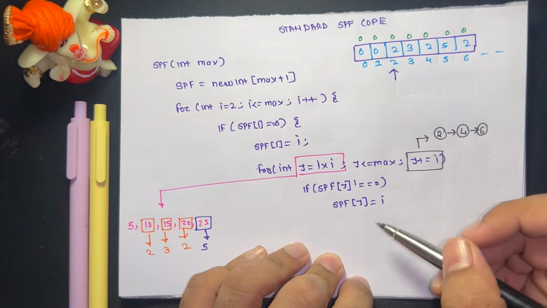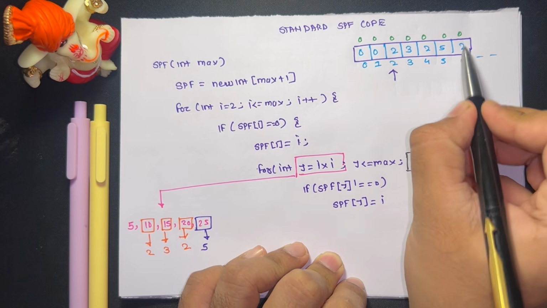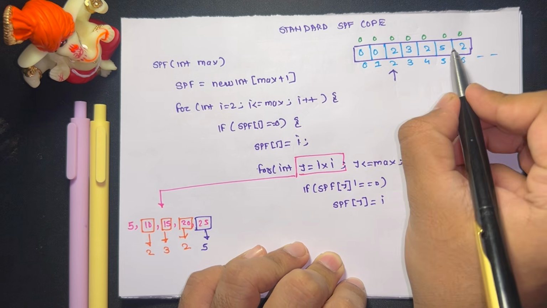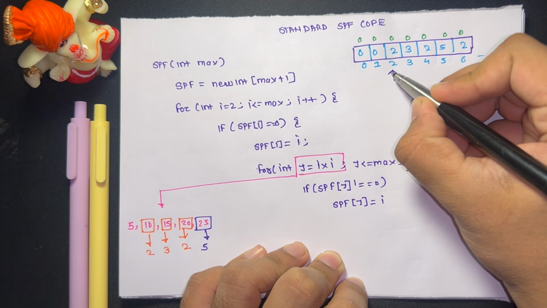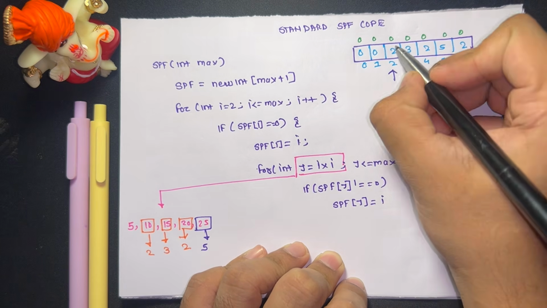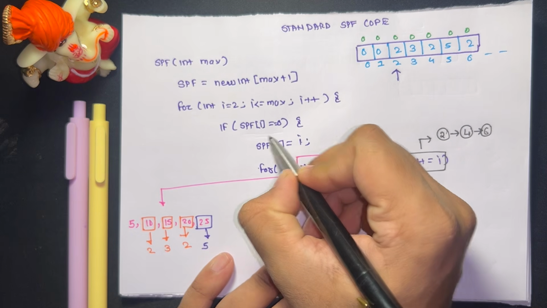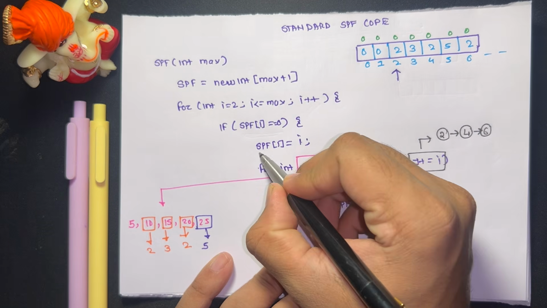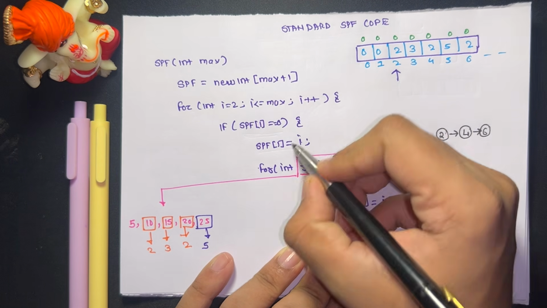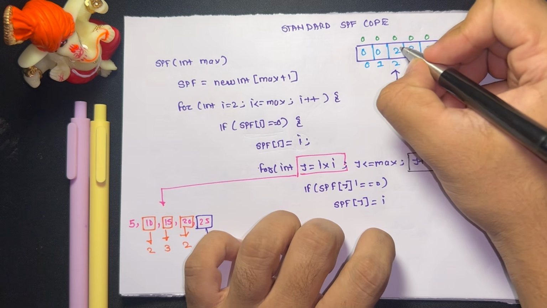Okay, here I have written the code for calculating the SPF. So first we will take an array where all the elements will be 0 initially. Now we'll start our iteration from the second element, from 2. So whenever we see that SPF of i is 0, it means a prime number is encountered. So we'll just make the SPF of i equal to the index. So here you can see, the SPF of 2 will be 2.